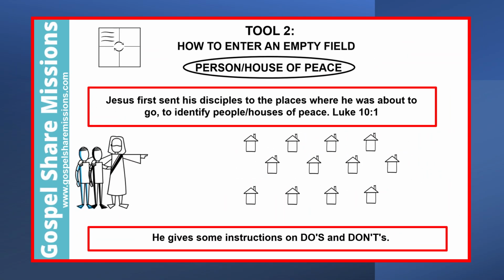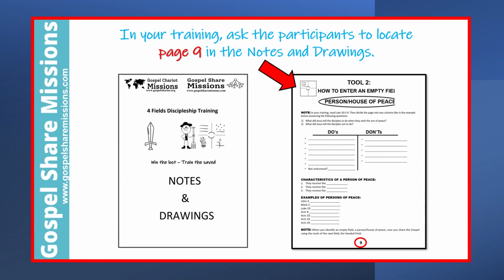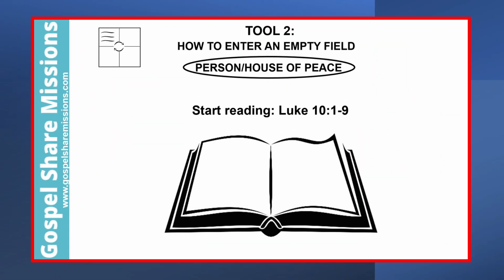In the Bible, we see how Jesus first sent his disciples to the places where he was about to go, to identify people, houses of peace. And he gives some instructions on do's and don'ts. In your training, ask the participants to locate page 9 in the notes and drawings. Start reading Luke chapter 10 verses 1 to 9.